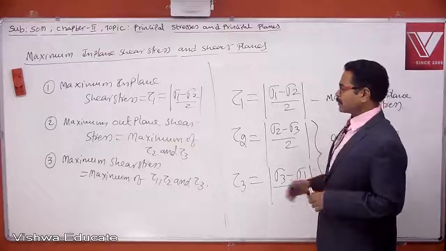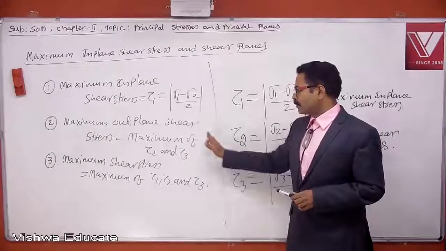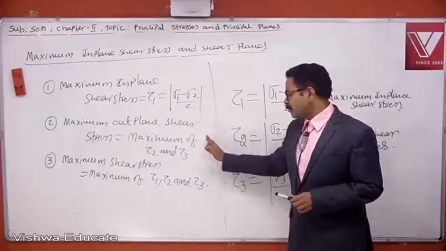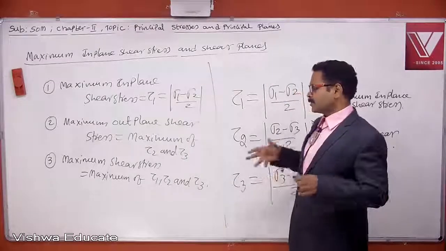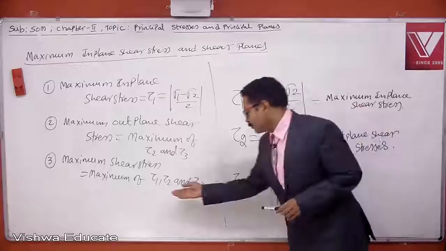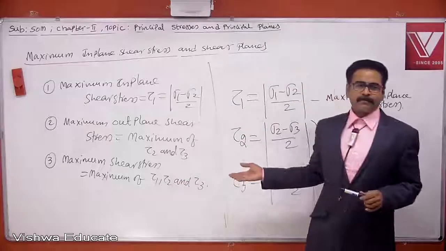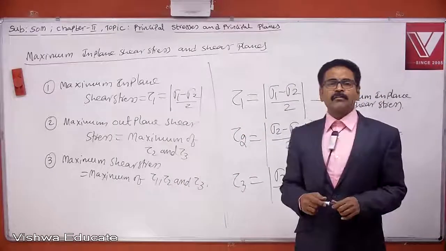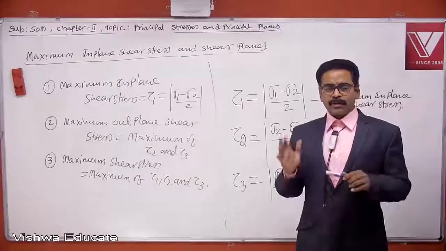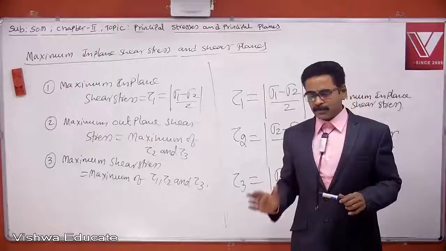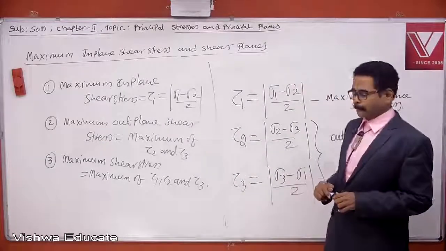Maximum in-plane shear stress is this much. Maximum out-of-plane shear stress is maximum of tau 2 and tau 3. And maximum shear stress in a structure is equal to the maximum of all these three. Sometimes these tau 1, tau 2, tau 3 are referred to as principal shear stresses. Please copy all these three.